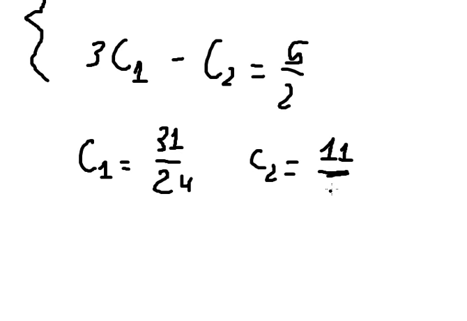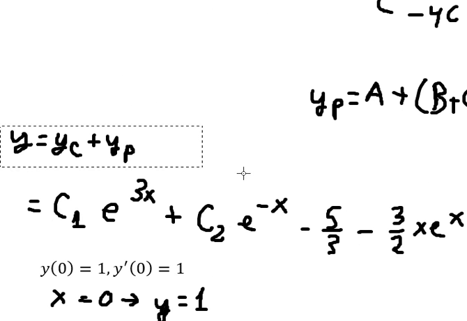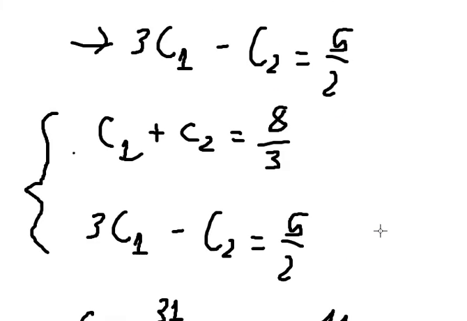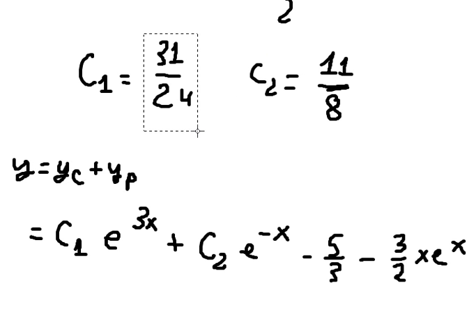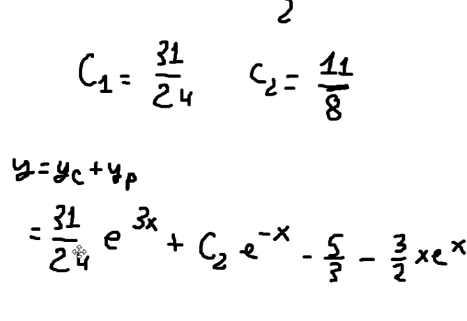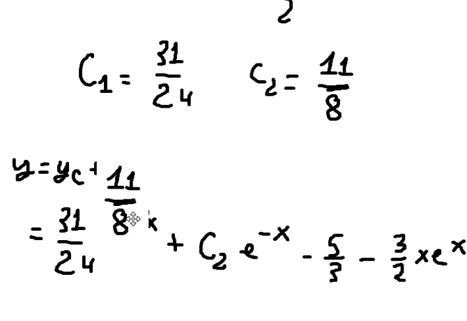And now we put c1 and c2 go in here. So c1, that is about 31/24. c2, that is 11/8.